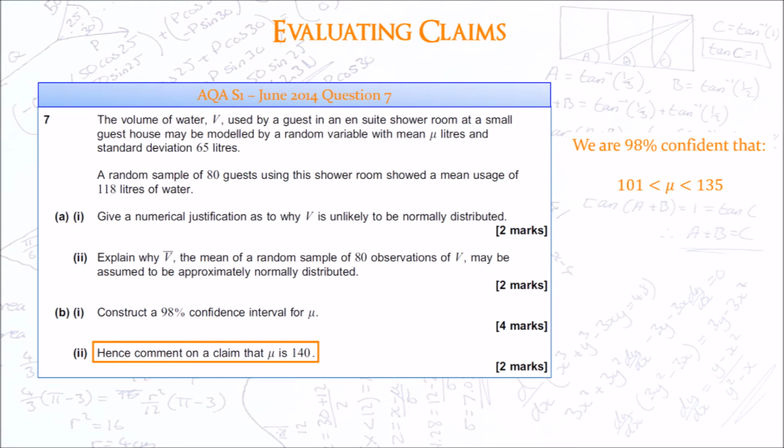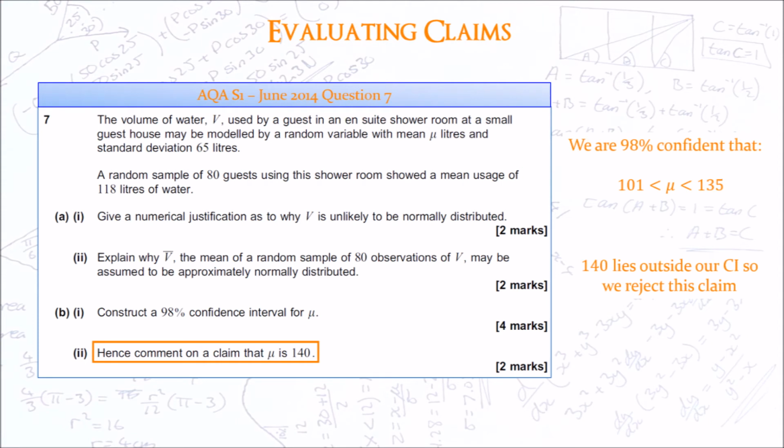Now let's have a look at part BI here, and it's saying hence comment on a claim that mu is 140. Now earlier on we worked out that mu has to lie somewhere between 101 and 135. We are 98% confident of this. And now 140 lies outside our interval. So we're going to reject this because our data does not back it up. And we need to make a clear comparison of that. So in the examination, make a comment saying that it lies outside our CI.